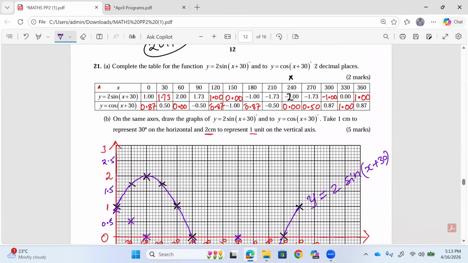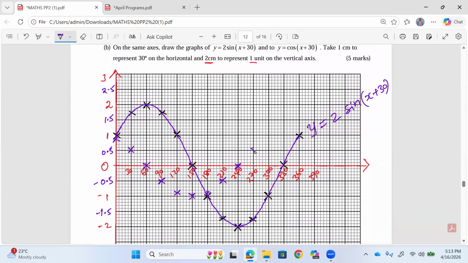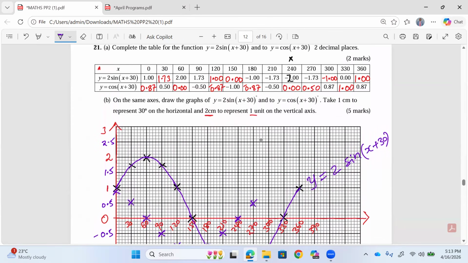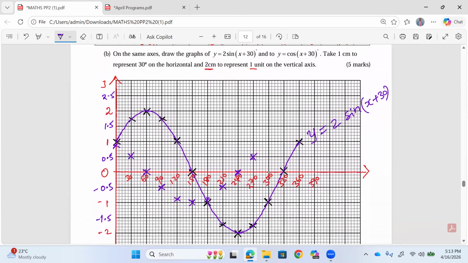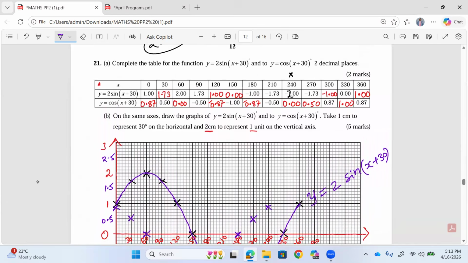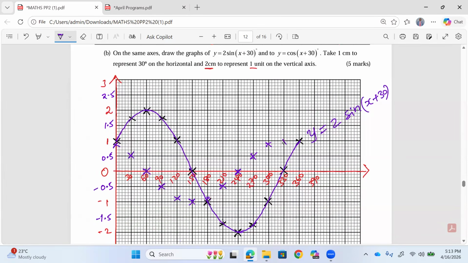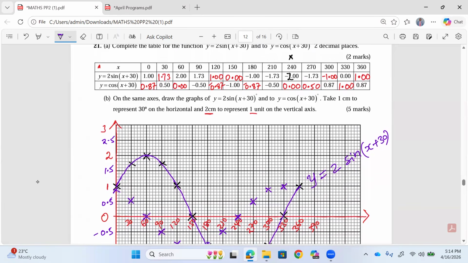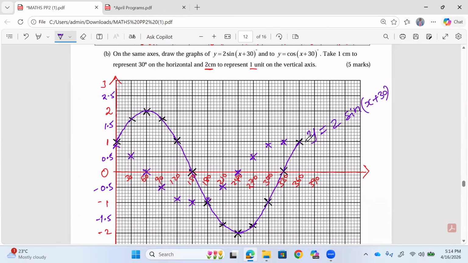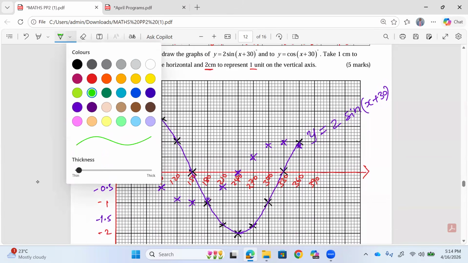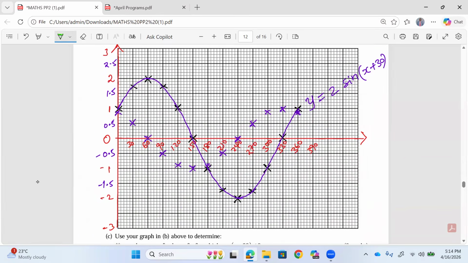What about at 270? 0.5 positive. At 300, 0.87, so 0.9. What about at 330? Exactly 1. Then from there, we have 0.87 again at 360, just near that. So we can now come up with our smooth curve.